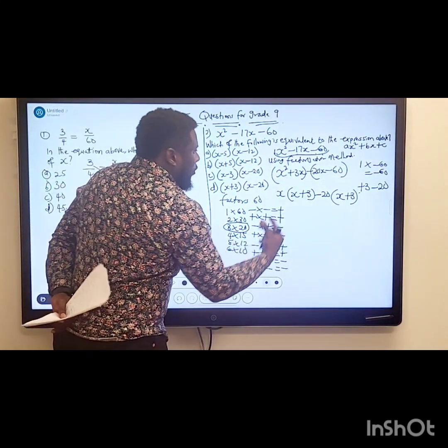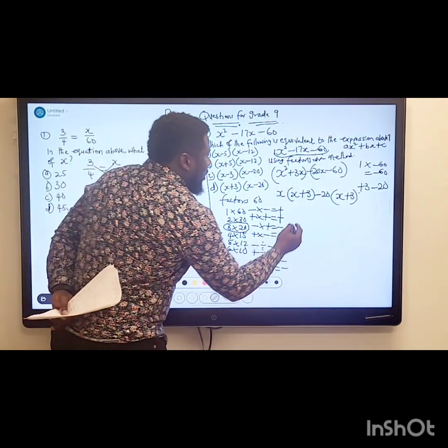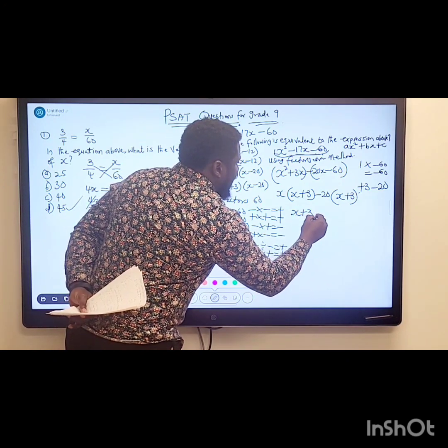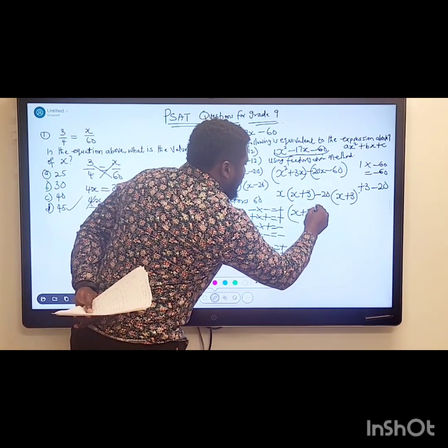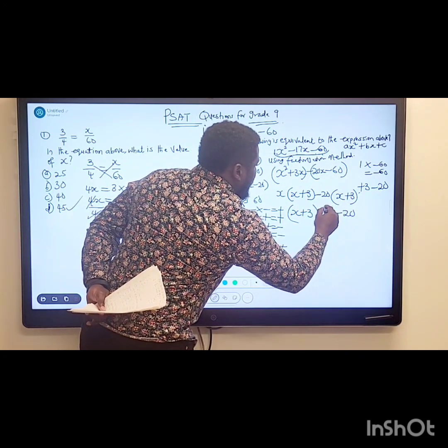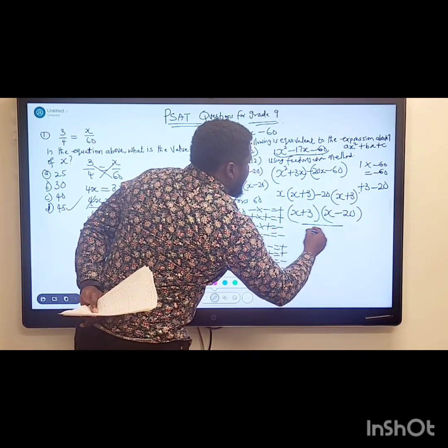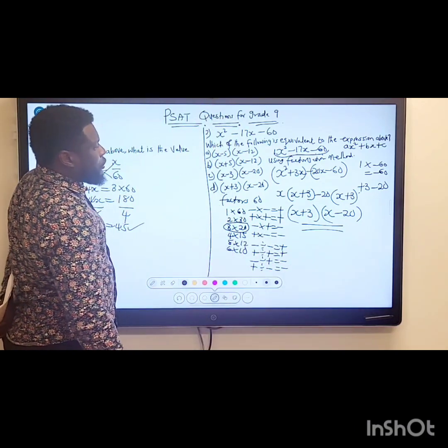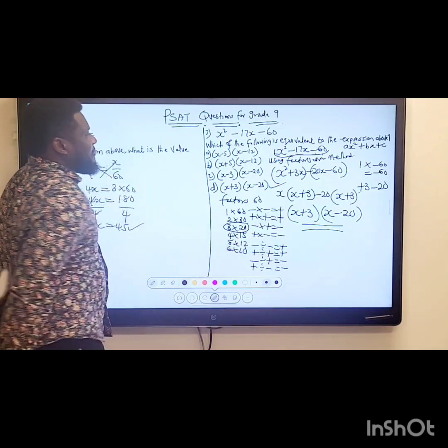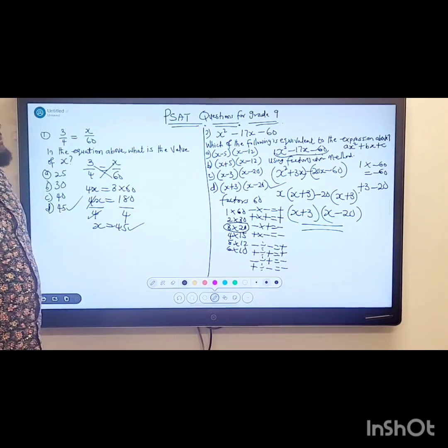Now you can take out the common bracket from there. This is going to give us x plus 3, and then the other one, which is x negative 20. So this should be your answer. And if you look at our options, the answer is what? D. So that is that.